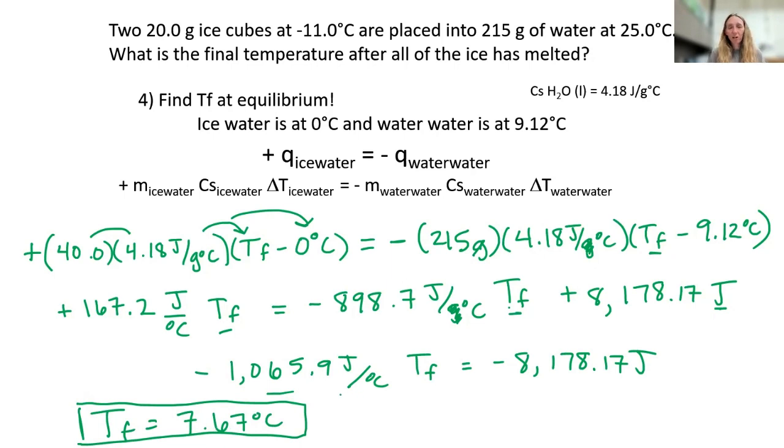You can go back and double check all your significant figures for all your orders of operation. But this temperature makes sense, right? My ice water starts at 0. My water starts at 9. I know my final temperature is going to be in between those two after it's melted. I have a lot more water than I have ice, so I expect the ice to go up a little bit and the water to come down much more. So this number makes sense.